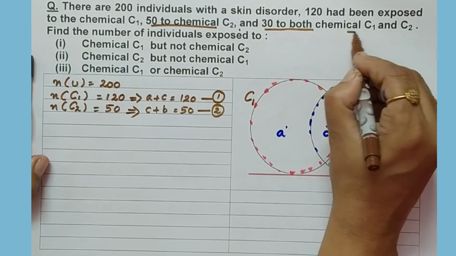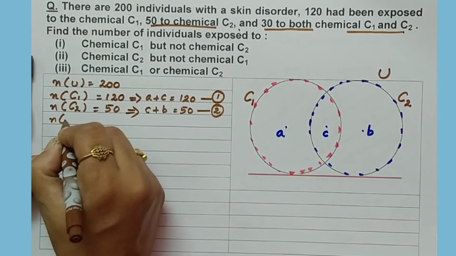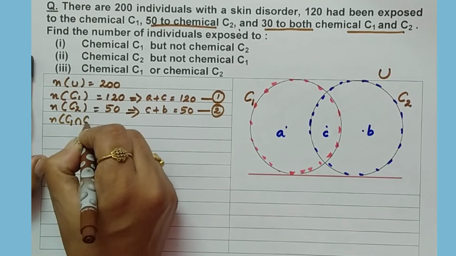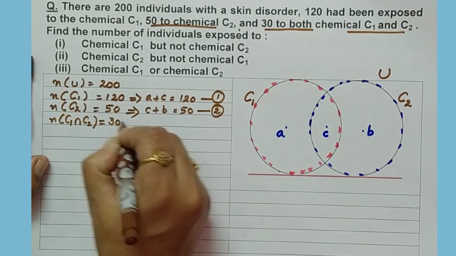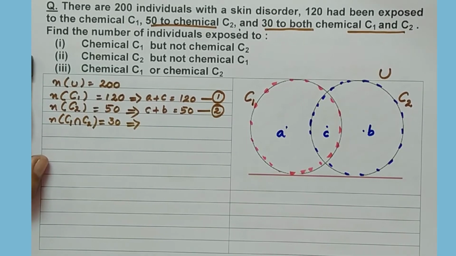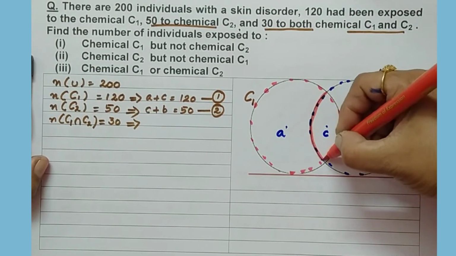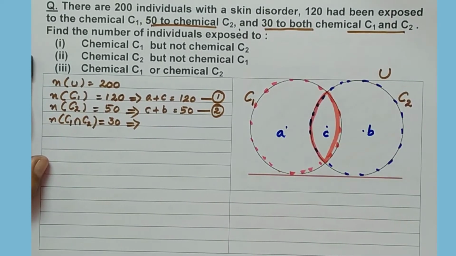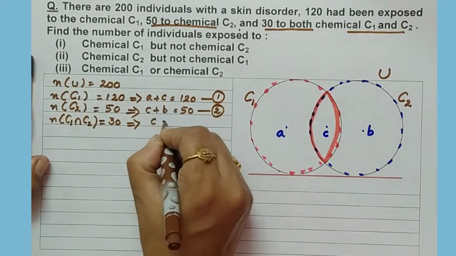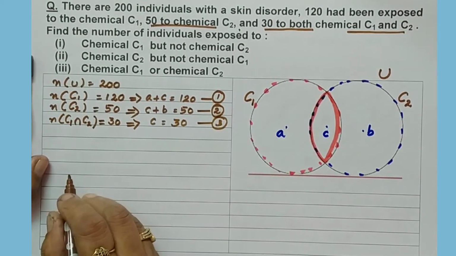30 to both chemical C1 and C2. 30 to both chemical C1 and C2 is represented with the intersection. C1 intersection C2 is given as 30. Look at the area for C1 intersection C2. This is the area for C1 intersection C2. Which are the elements enclosed in it? Only element C is enclosed in it. So C equals 30. Take it as equation number 3.